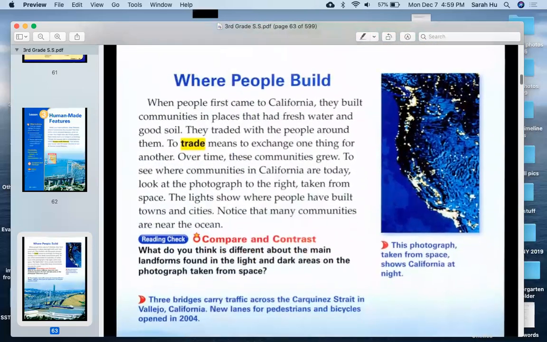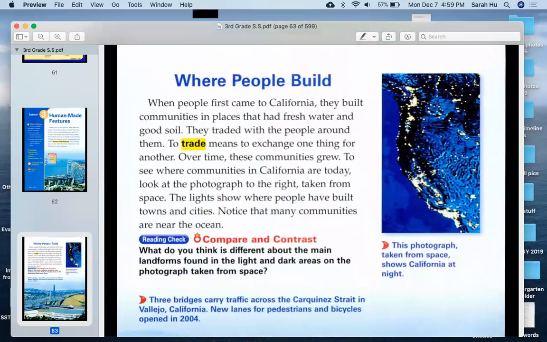Where people build. When people first came to California, they built communities in places that had fresh water and good soil. They traded with the people around them. To trade means to exchange one thing for another. Over time, these communities grew. To see where communities in California are today, look at the photograph to the right, taken from space. The lights show where people have built towns and cities. Notice how many communities are near the ocean.